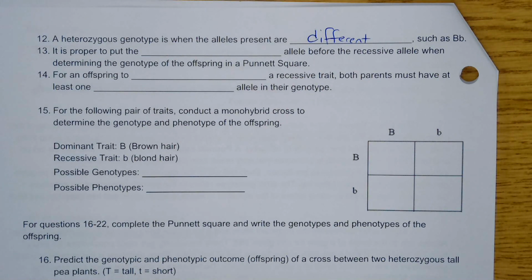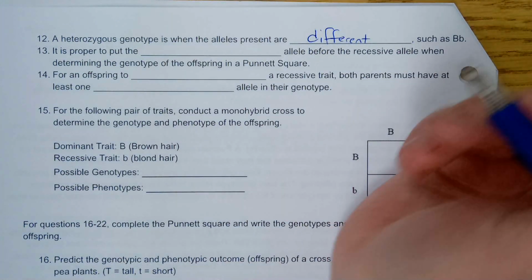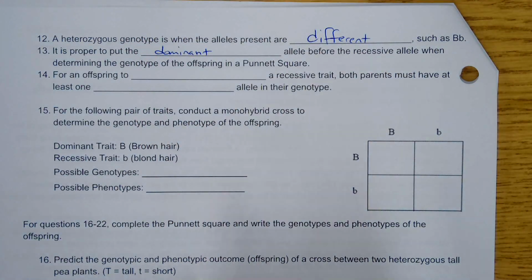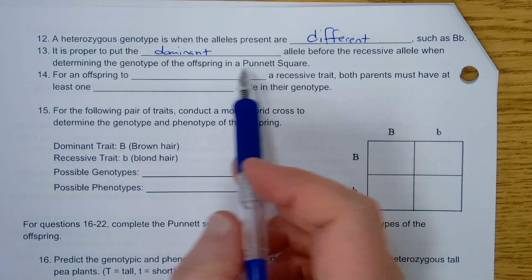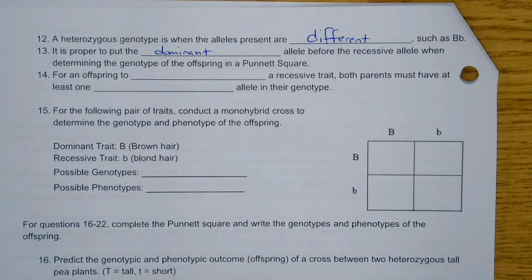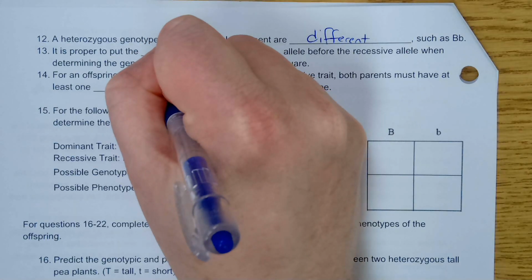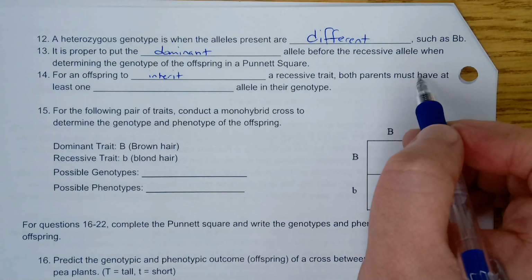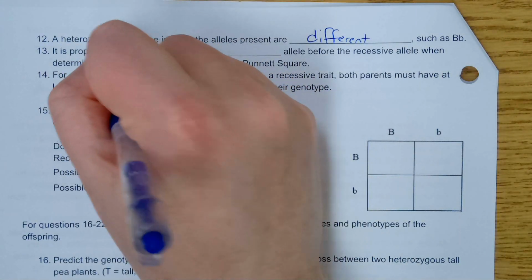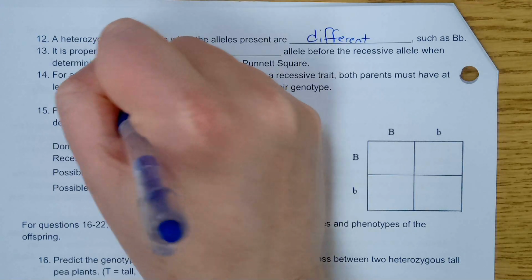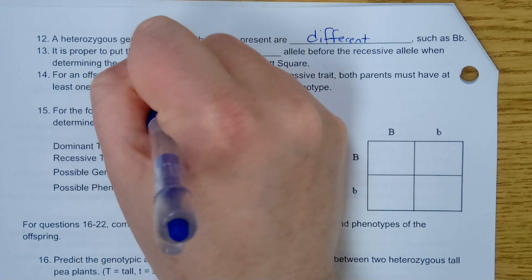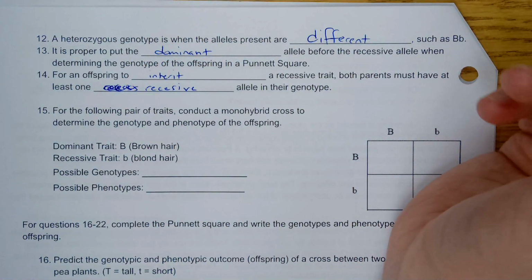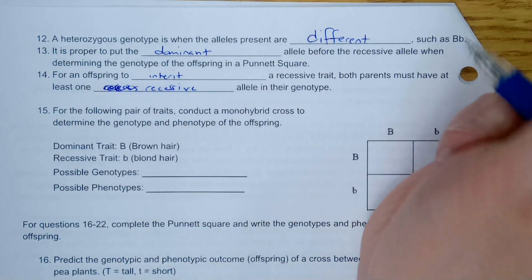13, it is proper to put the dominant allele before the recessive when determining the genotype of the offspring in a Punnett square. And then 14 says, for an offspring to inherit or get or receive a recessive trait, both parents must have at least one recessive allele. Oh, 2 S's in recessive. Recessive allele in their genotype.